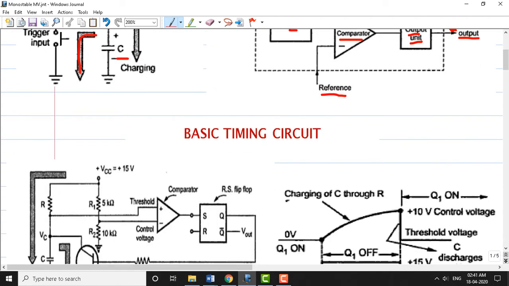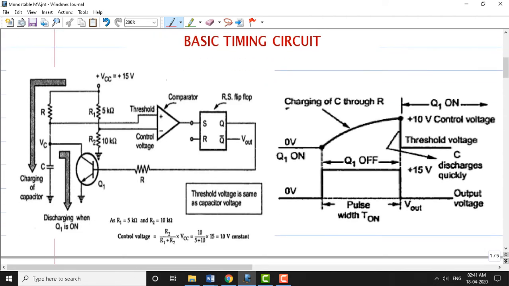Now let us move on to the next circuit here, which is the basic timing circuit. The basic timing circuit which is shown here uses RS flip-flop here. So initially, let's assume that the Q value is going to be 1 here. Once we assume Q value as 1, this Q is nothing but the input to the transistor Q1 here. So transistor Q1 goes to saturation. Once transistor Q1 goes to saturation here, the capacitor which is connected here finds path to discharge. So this is going to be the discharge path of capacitor.